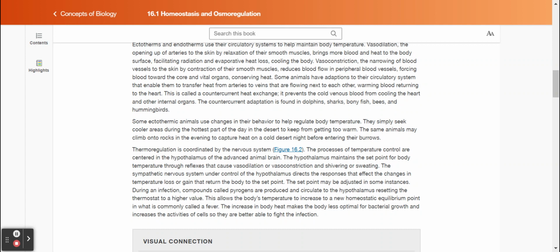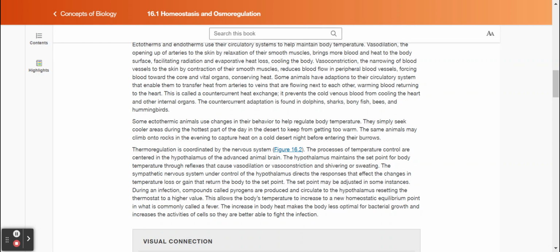Some animals have adaptations to their circulatory system that enable them to transfer heat from arteries to veins that are flowing next to each other, warming blood returning to the heart. This is called a countercurrent heat exchange. It prevents the cold venous blood from cooling the heart and other internal organs. The countercurrent adaptation is found in dolphins, sharks, bony fish, bees, and hummingbirds.